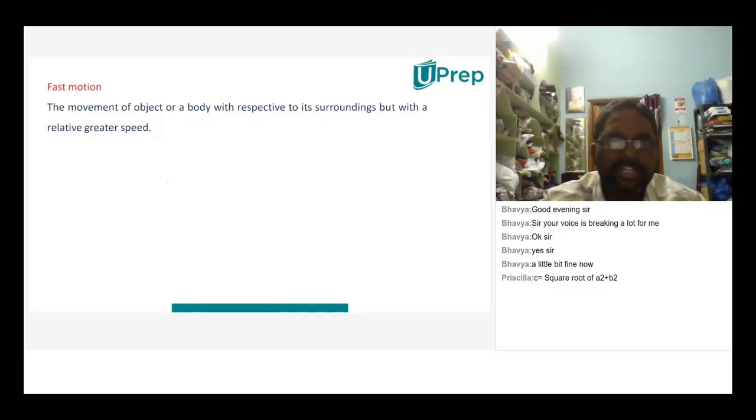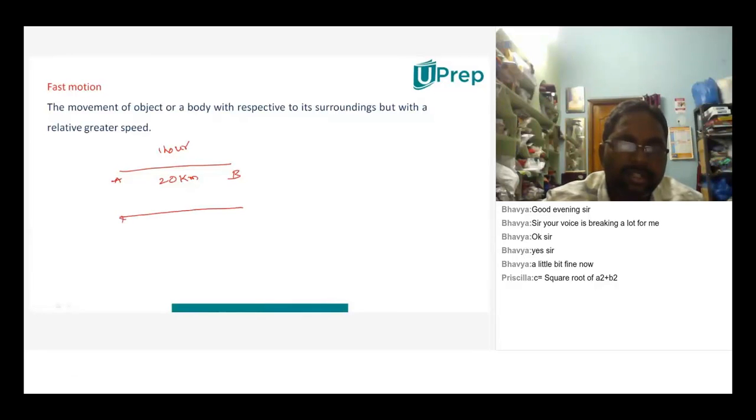Now I can give the same example again. Here, A to B. Now I am taking a 20 kilometer distance. Unmana traveled it in 1 hour, and the same distance of 20 kilometers between A and B, Priscilla took 1.5 hours. Who is faster now?